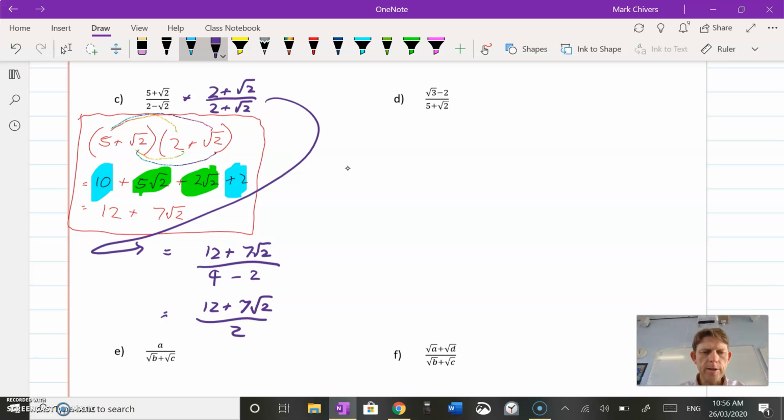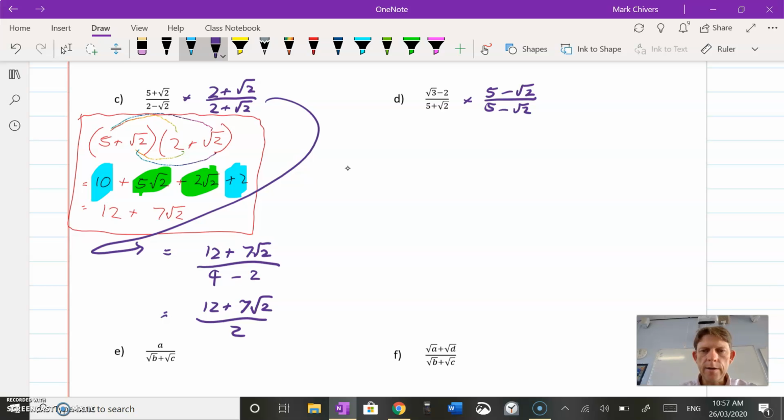And the final example I'm going to do, I'm going to leave the A's and B's and C's and all that sort of stuff for you guys to have a crack at yourself. The final one I'll do is this one here with 5 plus root 2 as the denominator. So I need to multiply this by 5 minus root 2 over 5 minus root 2.